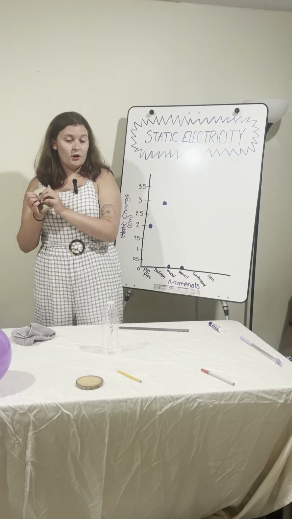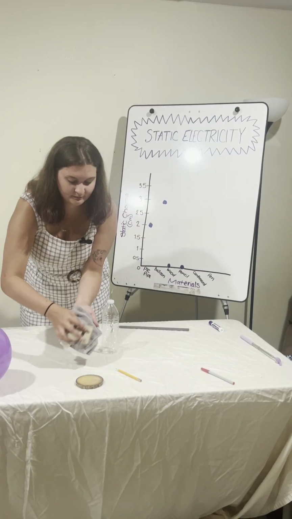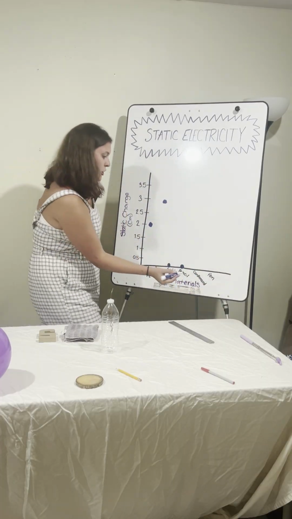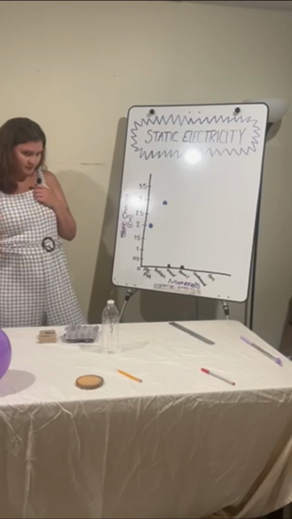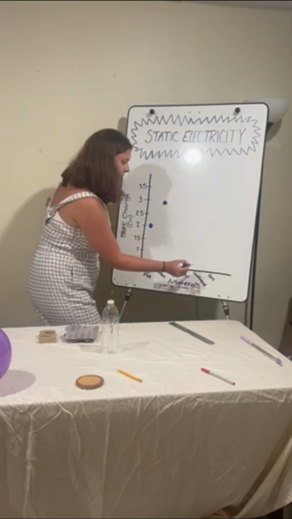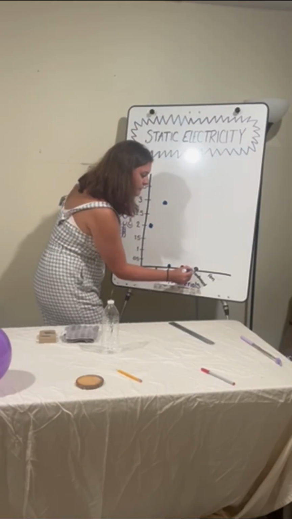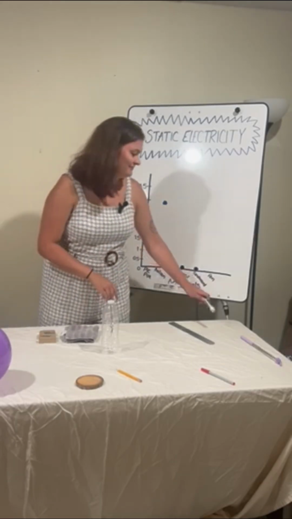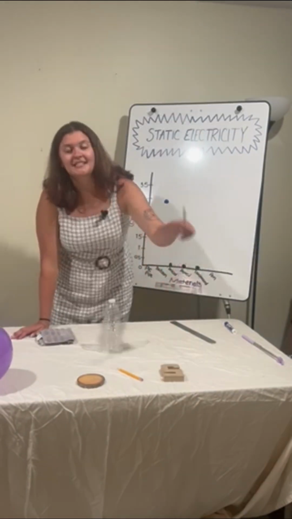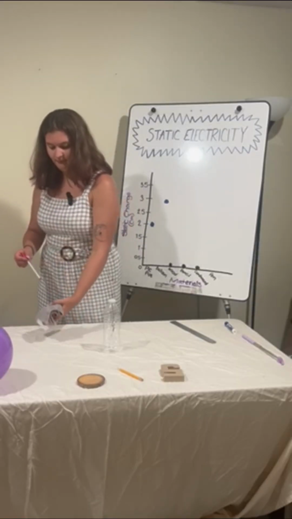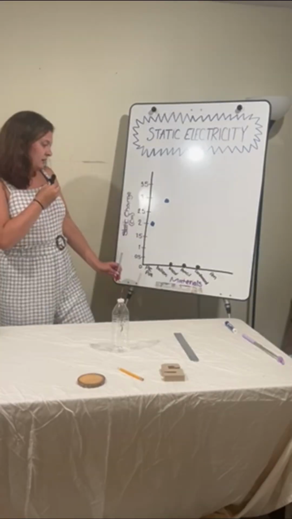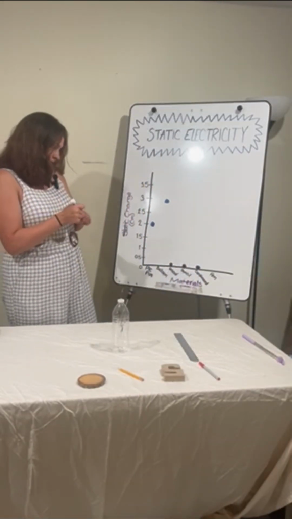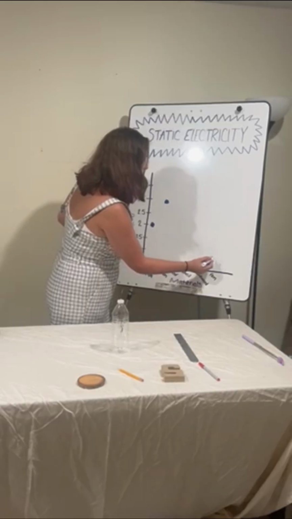Moving on to the piece of cardboard. And the cardboard also showed 0 centimeters of static electricity. So we'll put this one at 0. No movement from the aluminum leaves. Last but not least, the plastic pen. The plastic pen showed 1 centimeter of static electricity. So plotting that down.